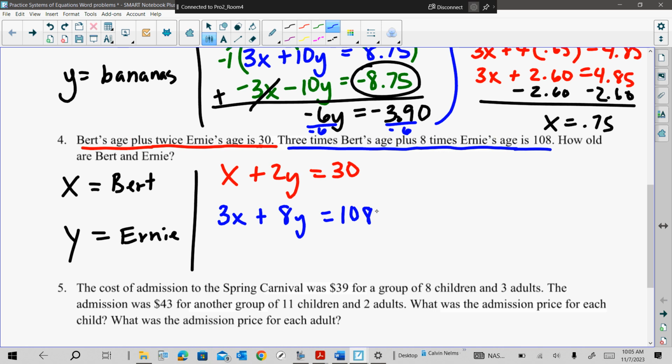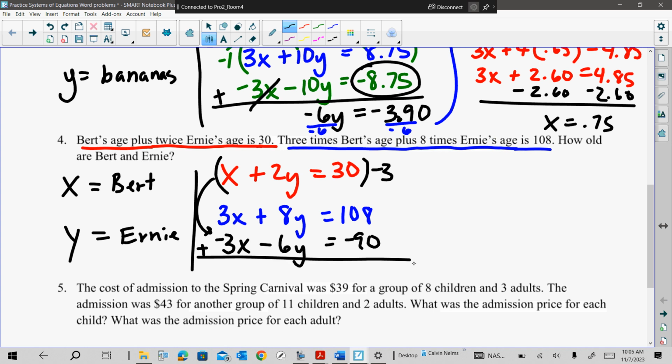All right, so the best method here would be elimination, but we need to create a term to eliminate. Which variable should we try to eliminate? What would we have to do to eliminate the x? Yeah, times a negative 3. I'm just going to rewrite it underneath here. So negative 3x minus 6y equals negative 90. Now you can eliminate your x's.